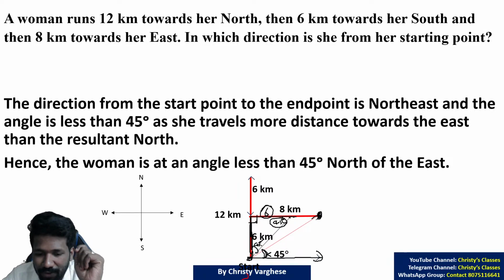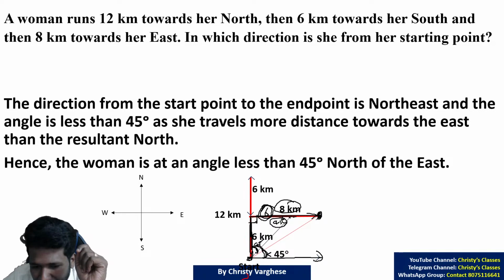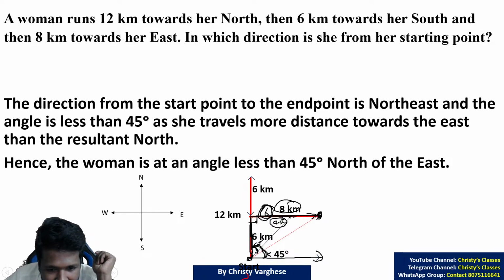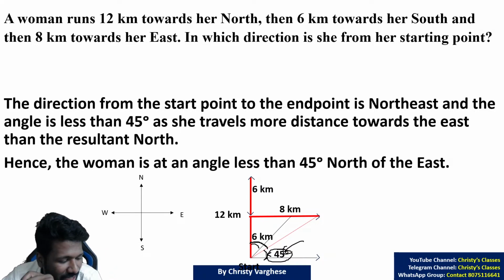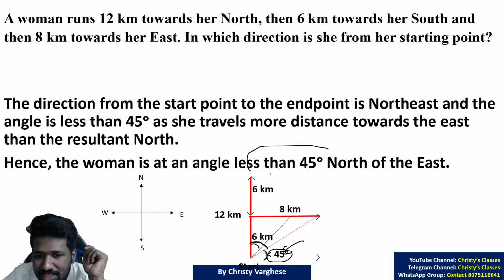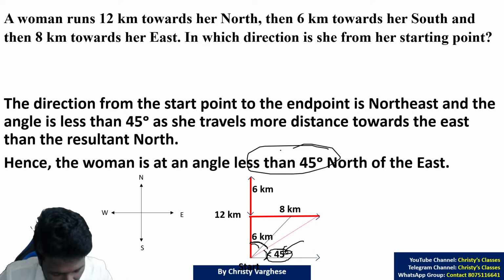Now 45, 45, and that confirms that this will be 45 if it was 6 here. But this is 8, so it is more than 6. So definitely the angle here, this angle was 45, is now more than 45. So the remaining will be less than 45. The question is asking about this remaining. That is why it is less than 45. That is one easy way to understand.